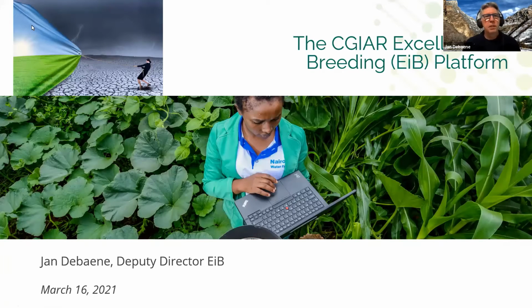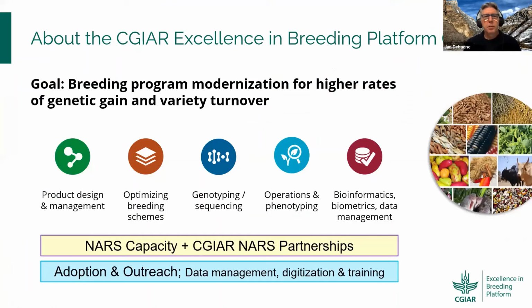At Excellence in Breeding, we really aim to drive change. Within the Excellence in Breeding platform, we have five modules. The first focuses on product design and breeding structure management. The second is on optimizing breeding schemes. The third, which is what we're focusing on at this meeting, is genotyping and sequencing, providing services to our partners to help in this space. The fourth focuses on operations and phenotyping, mechanization, etc. And the fifth is breeding informatics.